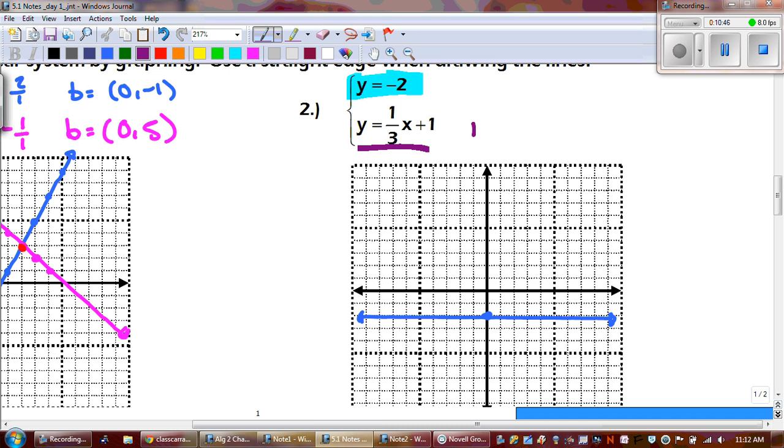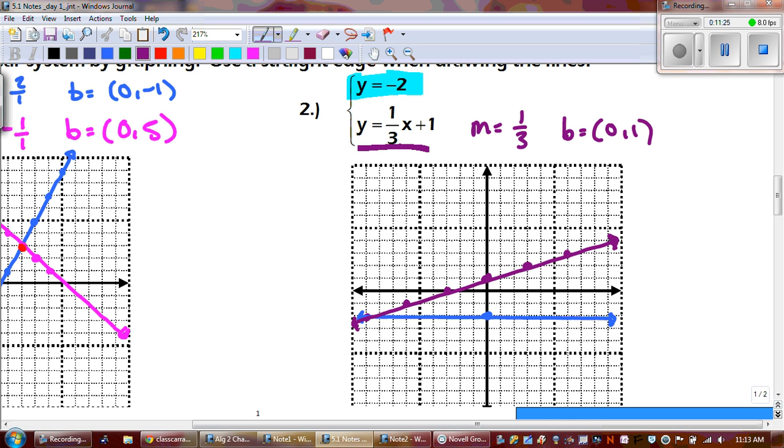So I know that my slope is 1/3 and my y-intercept is 0, 1. Okay. So when I'm starting at 0, 1 and I go up 1/3 up, if I keep going up, am I going to find out where they intersect? No. Okay, so follow the slope in the opposite direction. Okay, you find the point of intersection and draw the line.